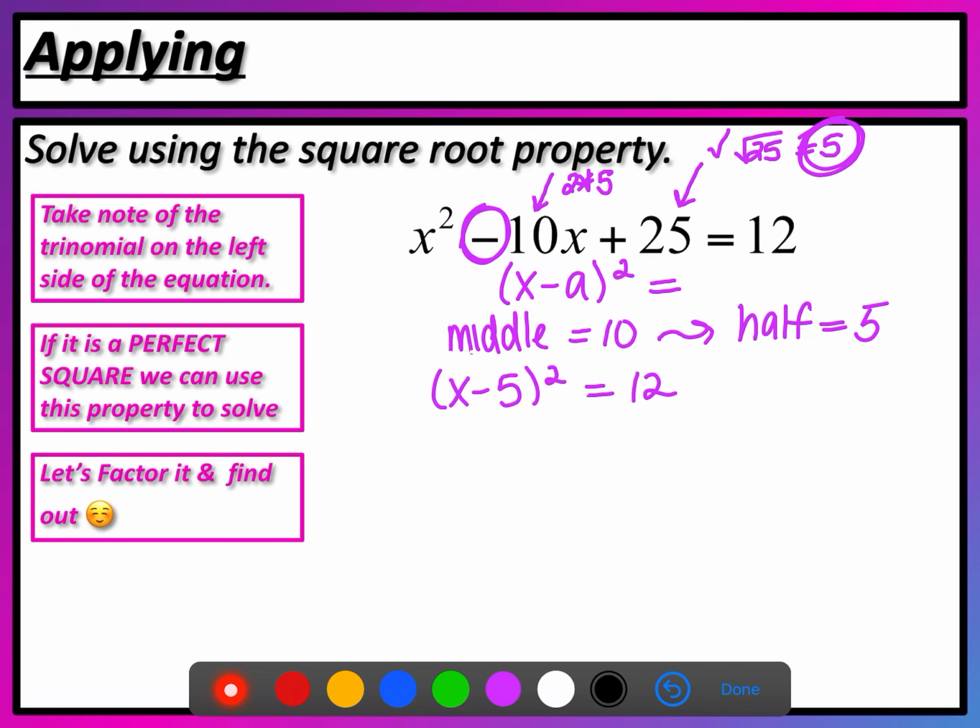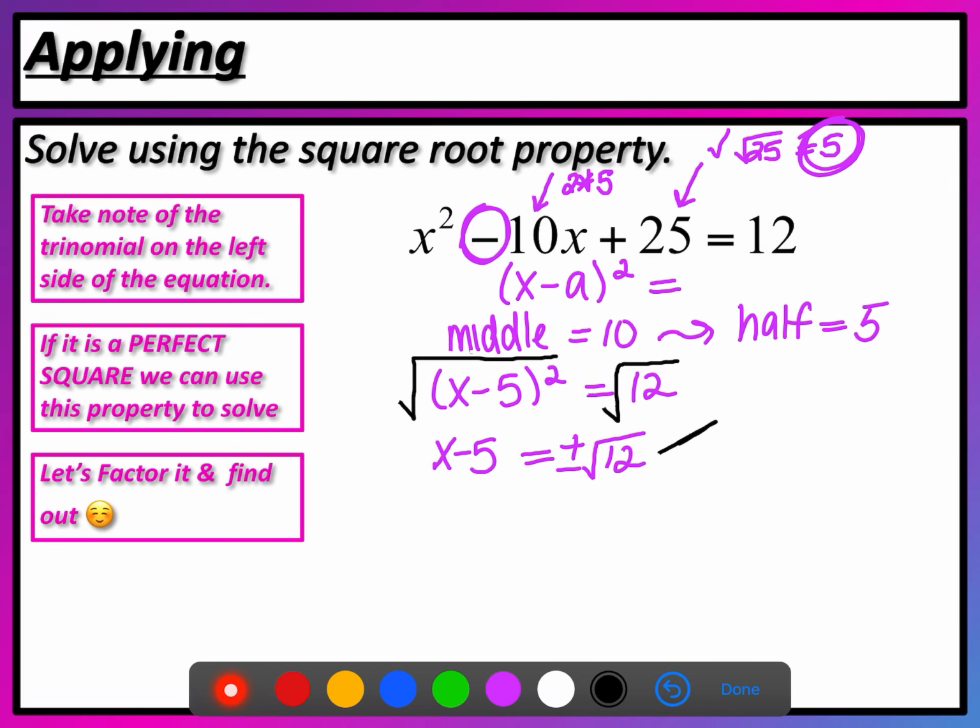Okay, and that's going to equal 12. Remember, we don't move the number to the other side on this one. Okay, and we're going to square root property now. So how do I know I don't move 12 to the other side? I'm looking at the directions. When the directions say solve using the square root property, that means you do not set equal to 0. So we get x minus 5 equals plus or minus the square root of 12.